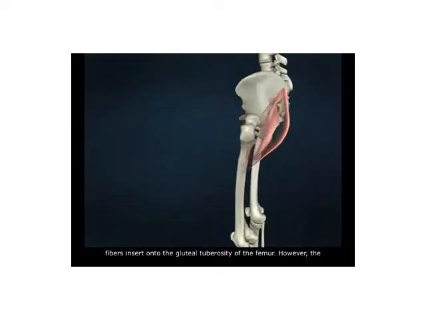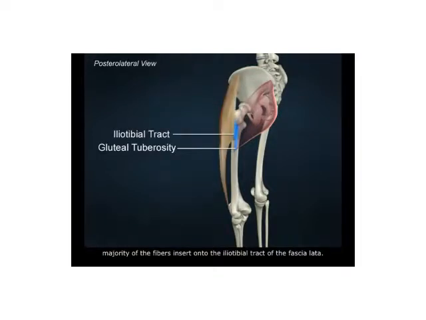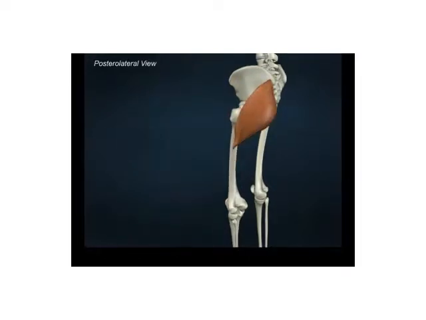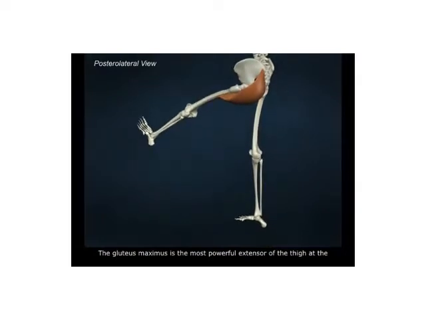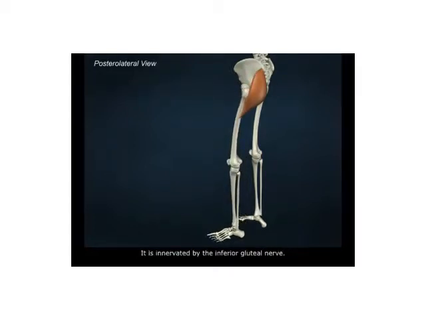Some deep fibers insert onto the gluteal tuberosity of the femur. However, the majority of the fibers insert onto the iliotibial tract of the fascia lata. The gluteus maximus is the most powerful extensor of the thigh at the hip. It also assists in lateral rotation of the thigh. It is innervated by the inferior gluteal nerve.